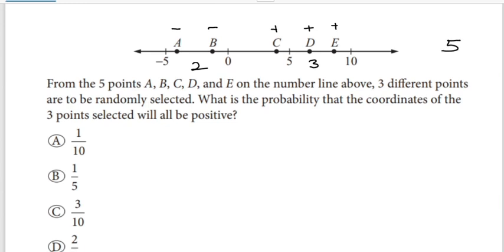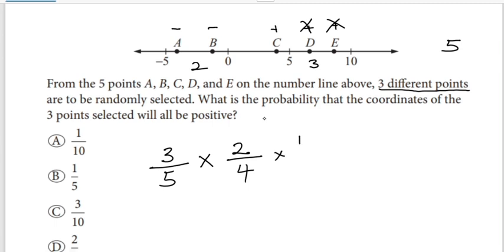So the probability of the first selection being a positive number has to be 3 out of 5. Okay, and because we can't draw the same number again, they all have to be different, as stated clearly in the question, 3 different points. That means if the next one is going to be positive again, we can just knock off one. So we are now left with 2 positive and 2 negative. So the probability of picking a positive again will be 2 out of 4. Then we'll knock off 1 again, and the next will be 1 out of 3.